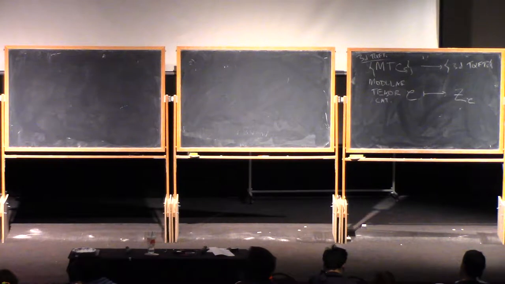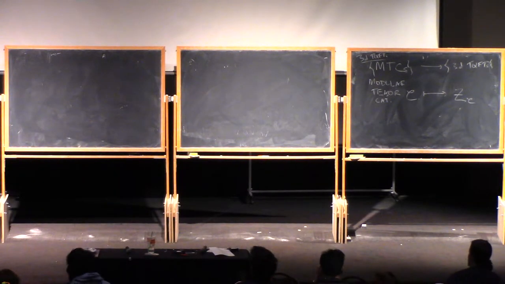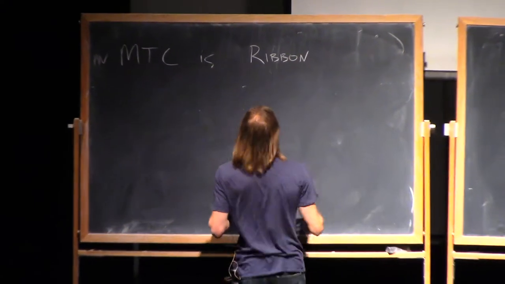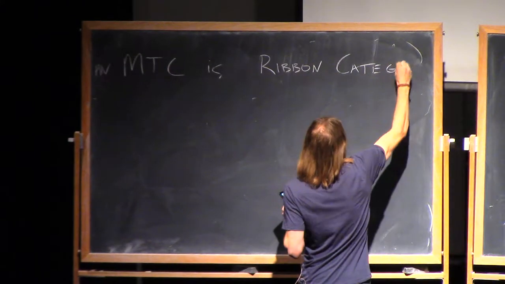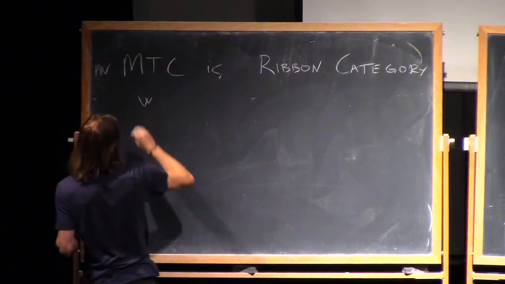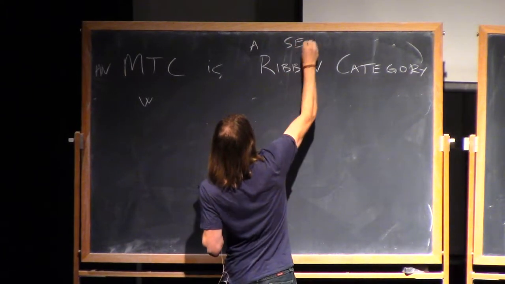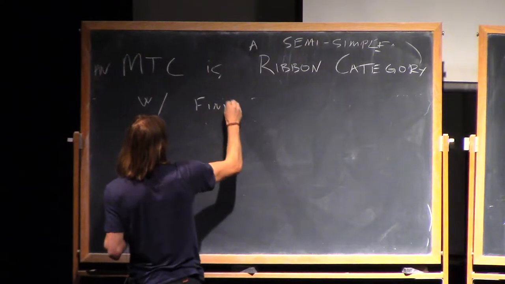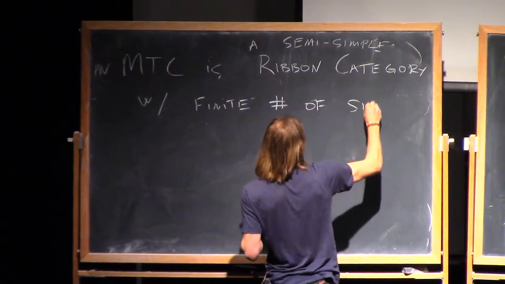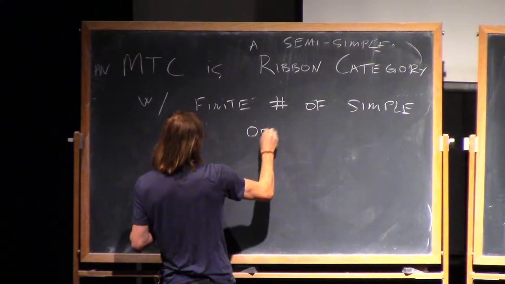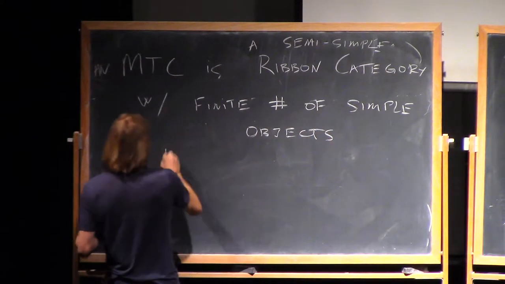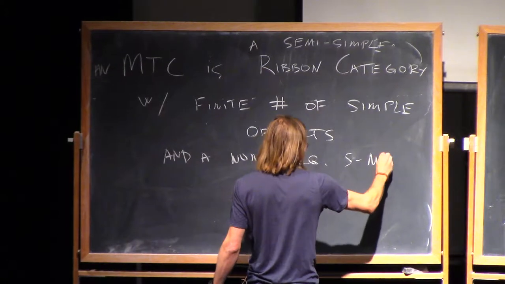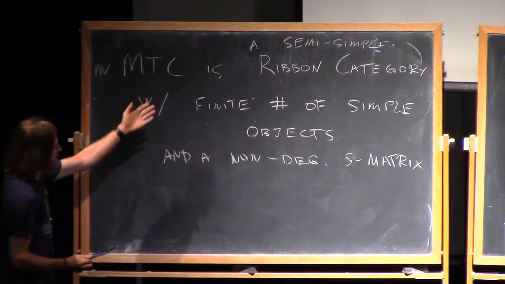An MTC can be understood as a semi-simple ribbon category with a finite number of simple objects, and a non-degenerate S matrix. Of course, I need to decode what this statement means.